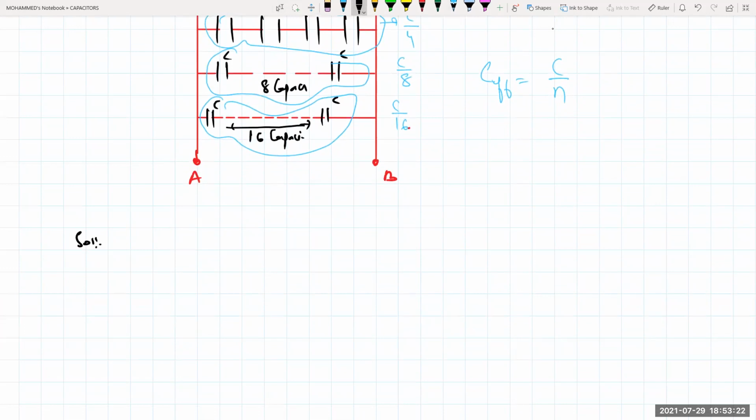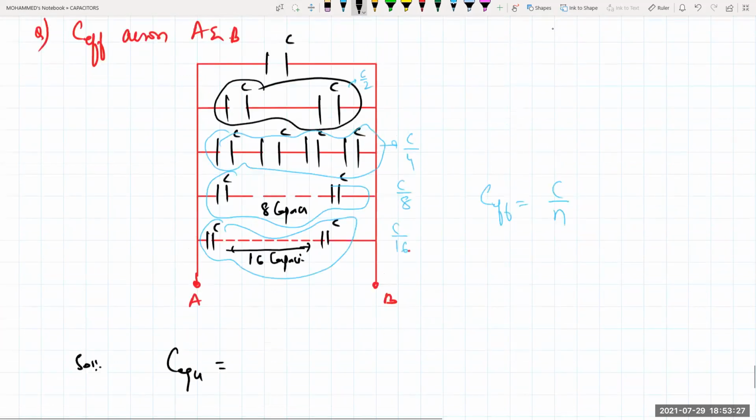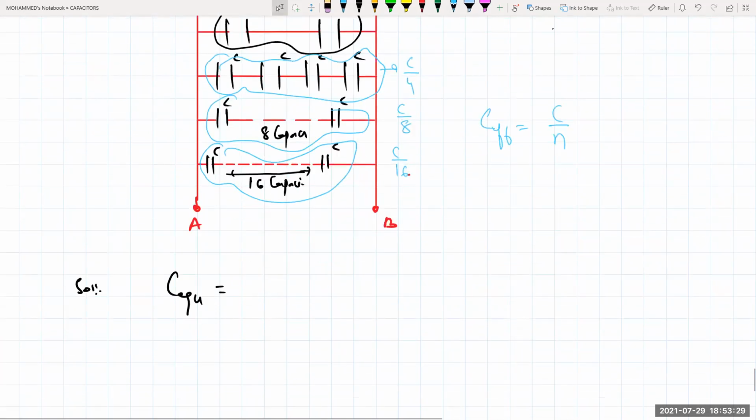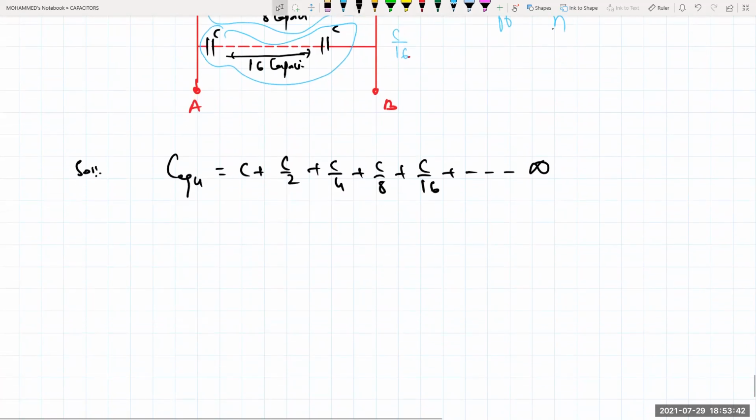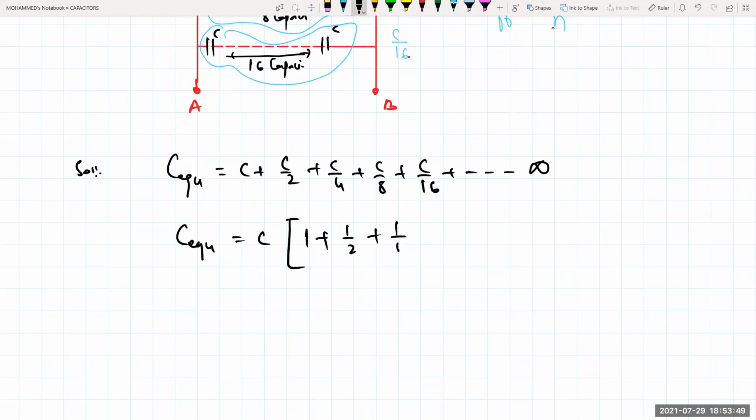C equivalent will be equal to how much? Everything is in which combination now? One above the other, in parallel. So parallel means the sum: C, next one is C by 2, next one is C by 4, next one is C by 8, next one is C by 16, plus 1 and so on up to infinity. So C equivalent equals C common times 1 plus 1 by 2 plus 1 by 4 plus 1 by 8 plus 1 by 16 up to infinity.